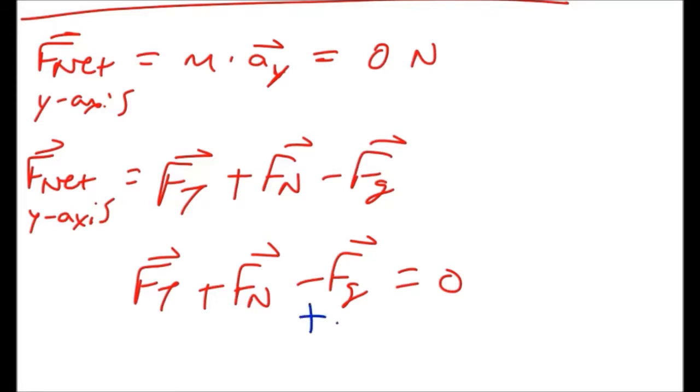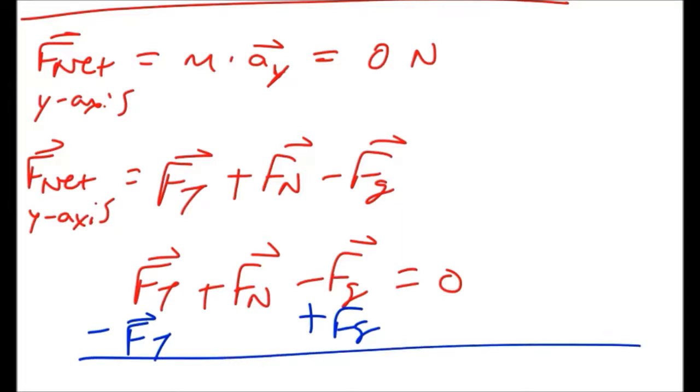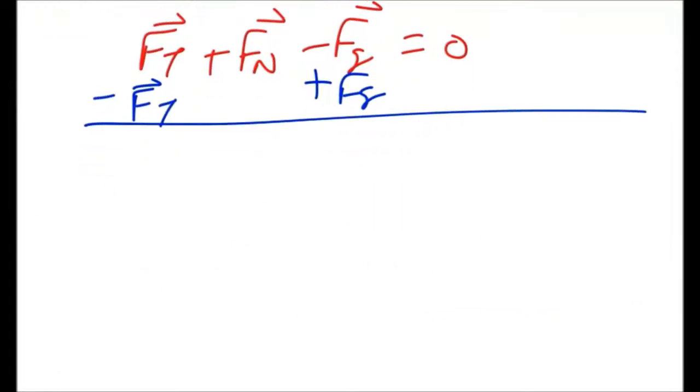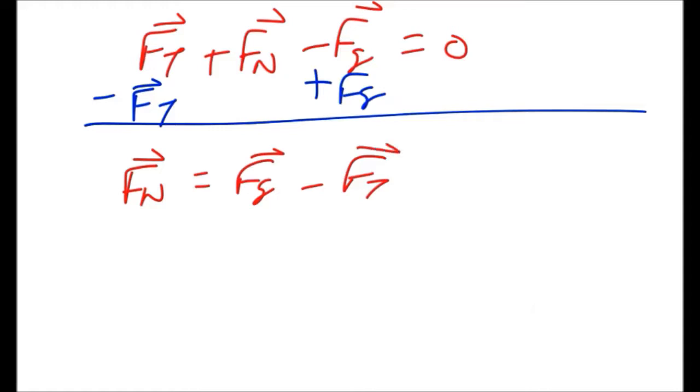Okay, let's add the force of gravity to the other side. What else? Yeah, we'll subtract the tension force. So that means that normal force is equal to the force of gravity minus the tension force. Everybody cool with that? All right, now we're going to make a substitution into that previous equation.